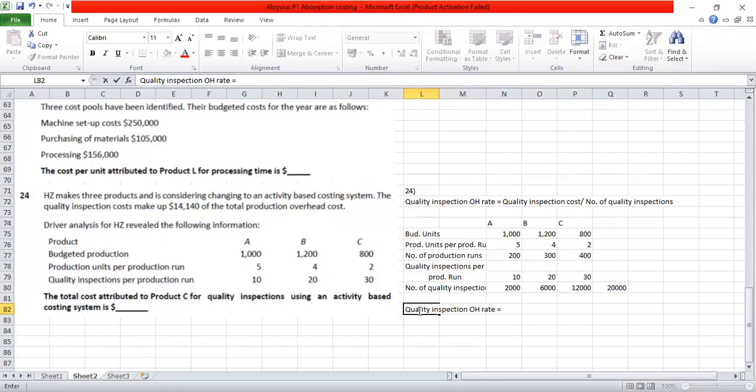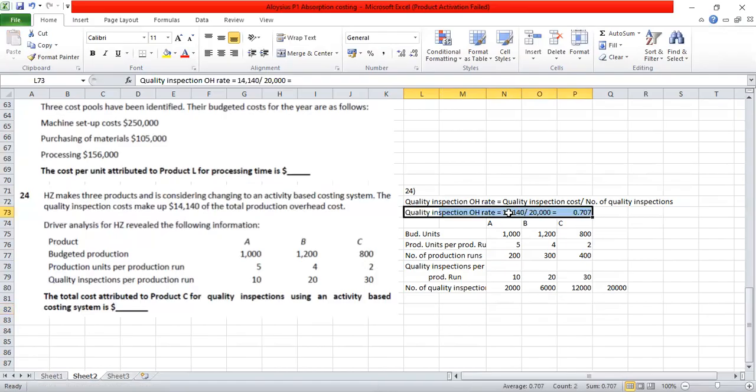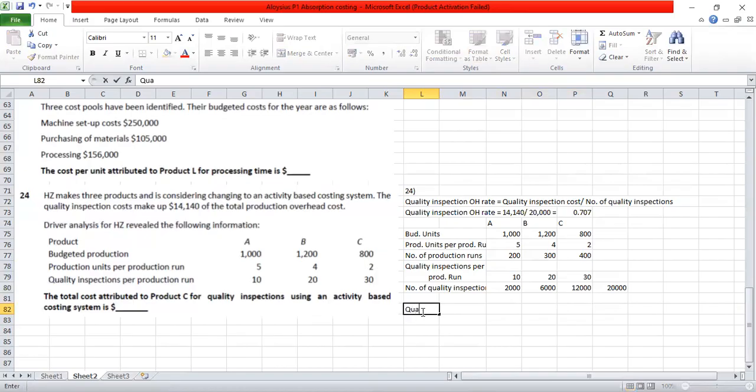So that would come up to be 14,140 divided by 20,000. Check that. 0.707. So now how much would be charged to each of these products? I'm taking it here. Now we can continue with that. Quality inspection cost charged to products.